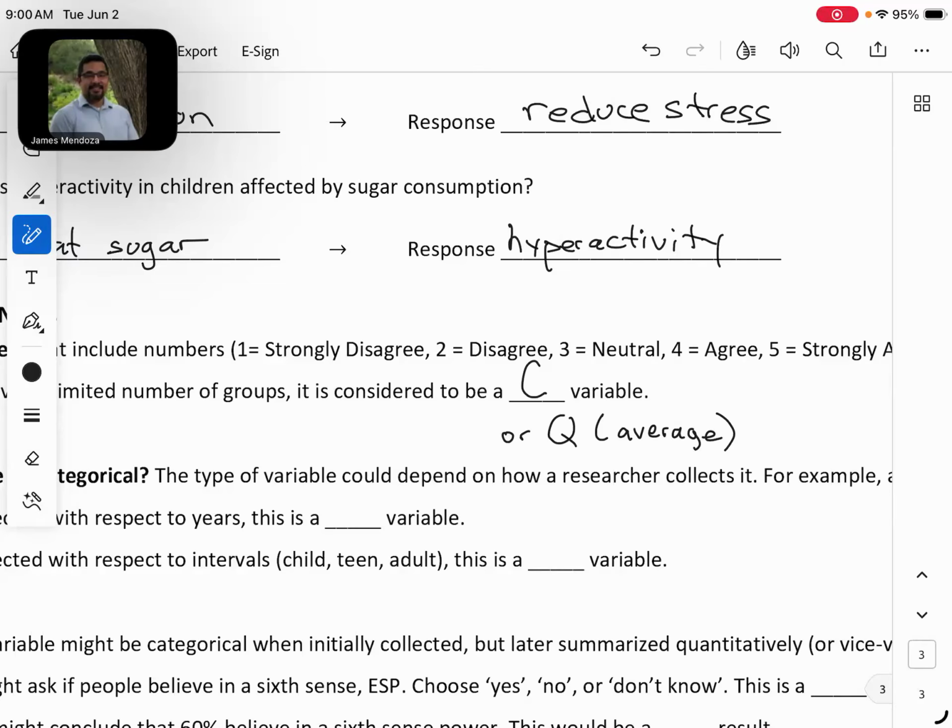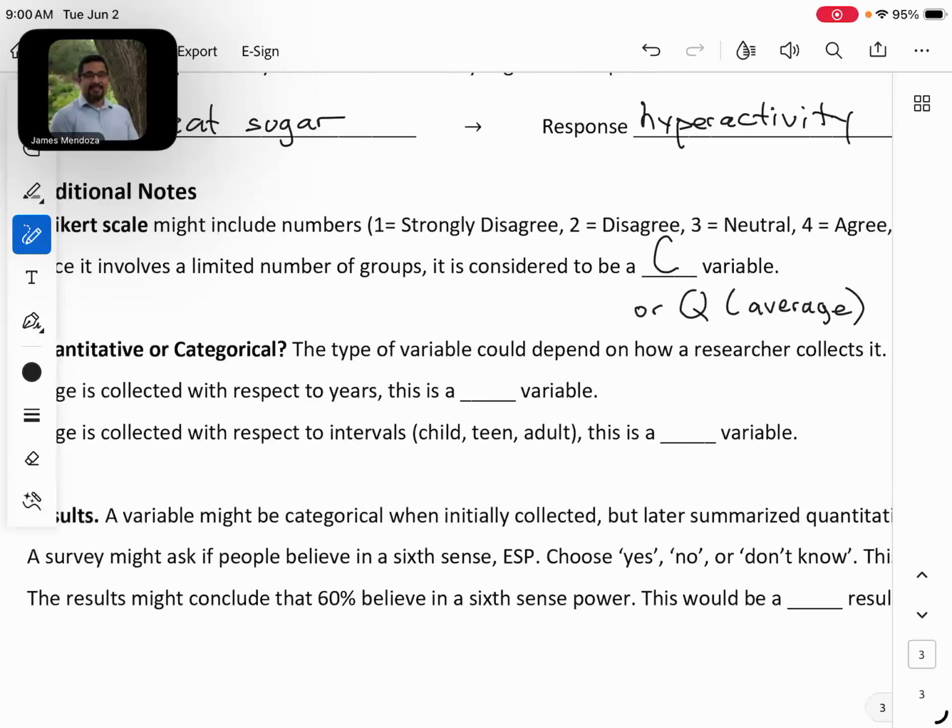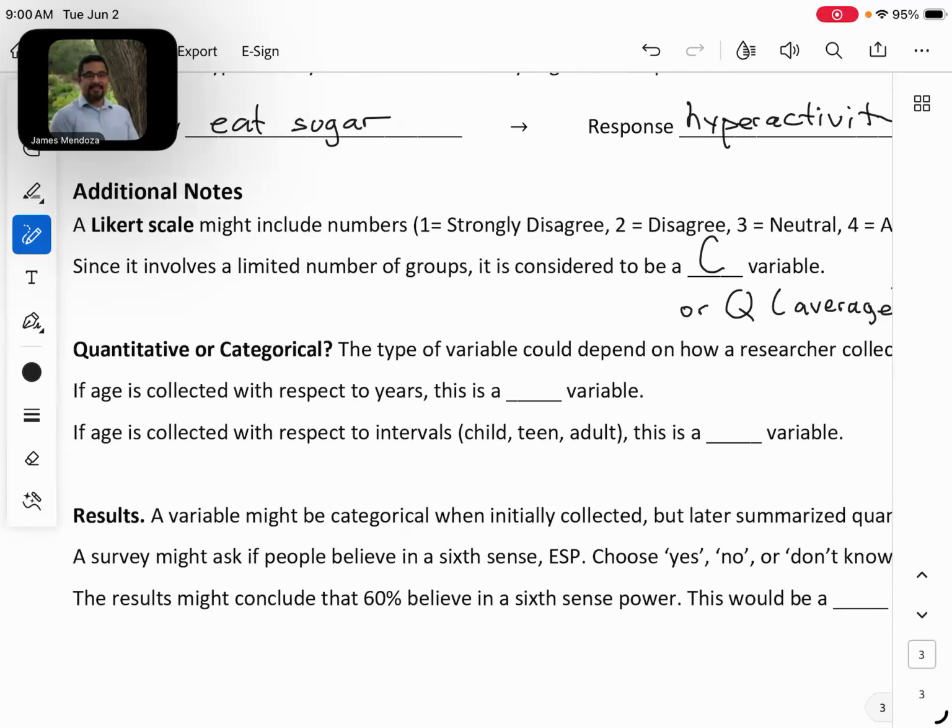So on the homework, you can put either C or Q, depending on whether it feels more like a limited number of groups, or whether you feel strongly that no, this is more like a number thing. You can go either way. I'll take the answer either way. The other thing that you've got to be careful about is not to assume immediately that because you see something like age or any other variable that could be handled differently, that it's immediately Q or immediately C. You've got to look at the context and make sure that you see how they are actually measuring the variable or how they are collecting it.